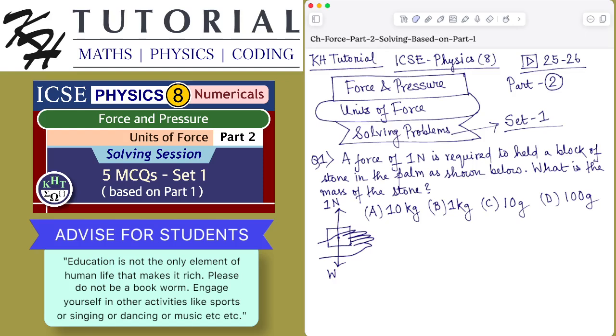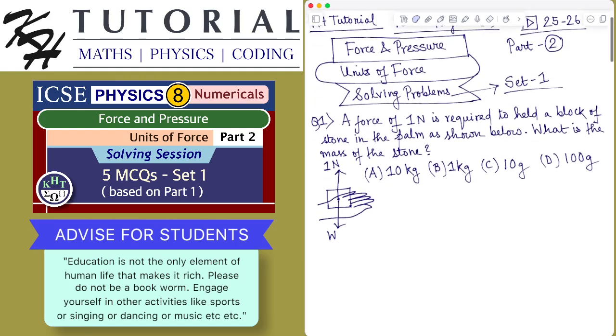Okay, so the first problem says that a force of 1 Newton is required to hold a block of stone in the palm as shown below. What is the mass of the stone? Definitely the weight of the stone will act vertically downwards, and to hold the stone in the palm is applying a force vertically upwards, which is given to be 1 Newton.